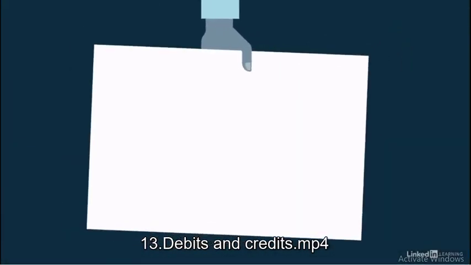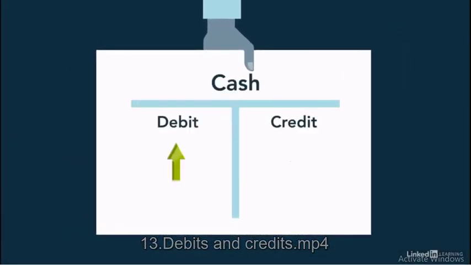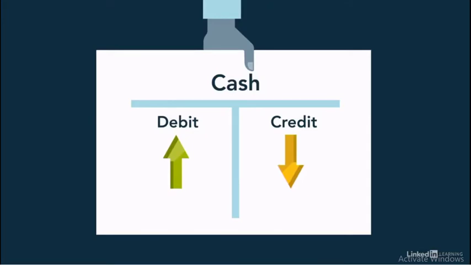Instead of using the terms left and right to indicate which side of a T account is affected, terms unique to accounting were developed. Debit, abbreviated DR, is used to indicate the left side of a T account, and credit, abbreviated CR, is used to indicate the right side of a T account. Debit means left, credit means right. Nothing more, nothing less. Let me say that again. Debit means left, and credit means right.